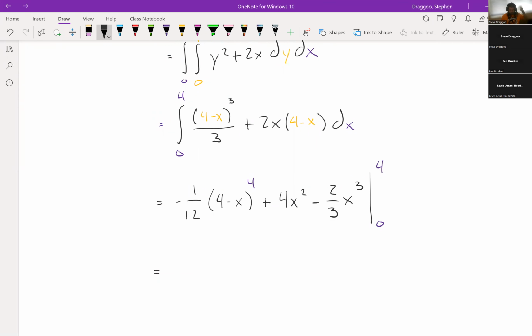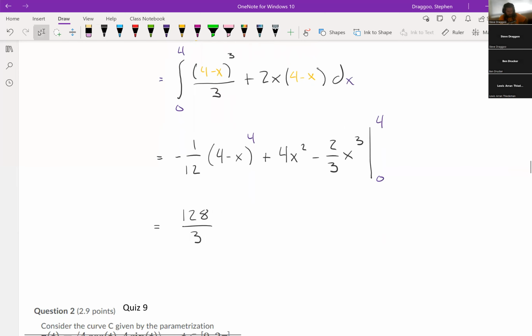We'll plug that in, see what we get. I'm just going to spare this extra step. I got 128 over 3 because I did this one out ahead of time. But the plugins aren't too bad. Plug in 4, the first term is 0. 4 times 4 squared, that's going to be 64. Yeah, it's a calculator problem from there. So I'll let you double check that if you want to. I got 128 over 3 when I did it.